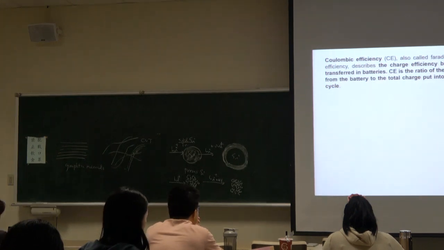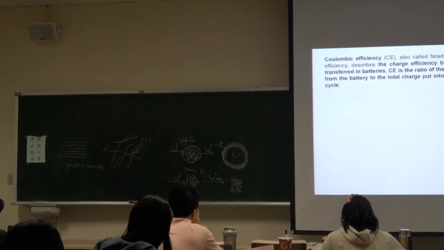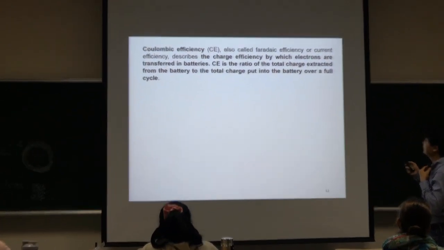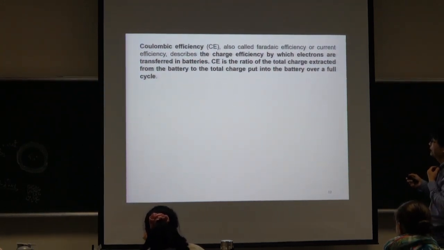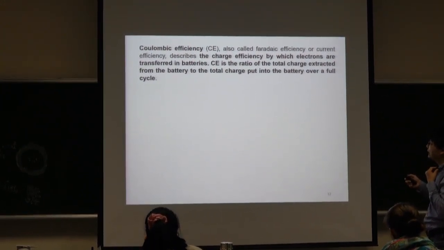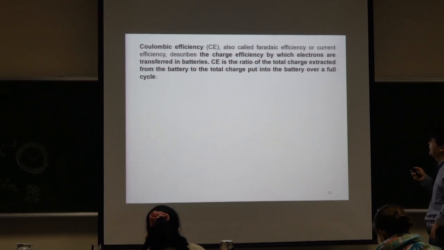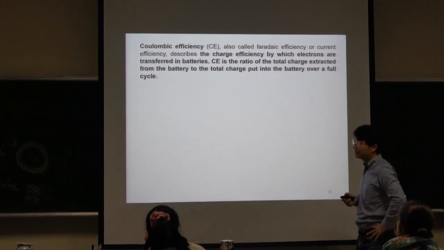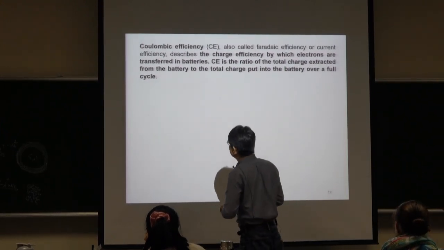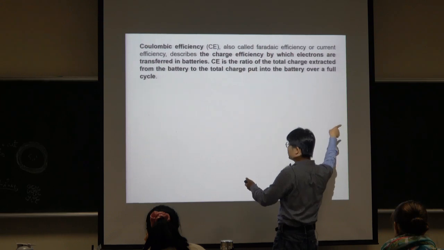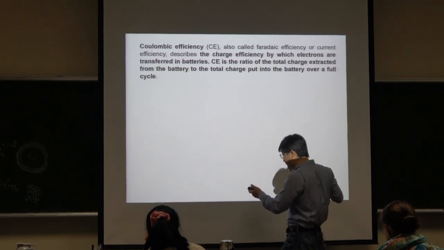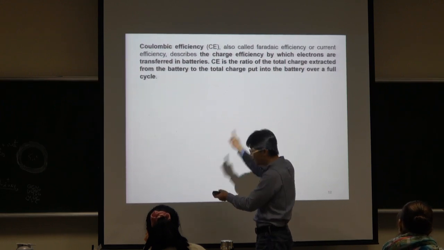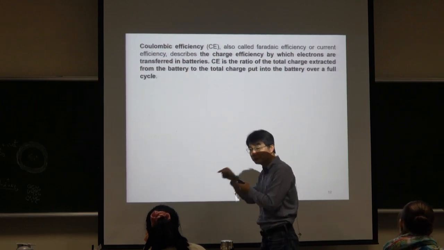Coulombic efficiency, okay, now we introduce it. Coulombic efficiency is quite important, also called the Faraday efficiency, or the current efficiency. This describes the charge efficiency by which electrons are transferred in the battery. That means if one electron transfers out, one lithium will be accommodated to the anode side, right? Because one electron out, one positive lithium should be in.